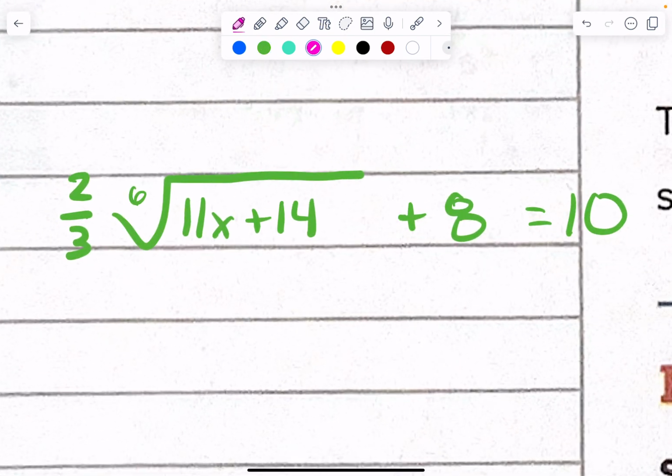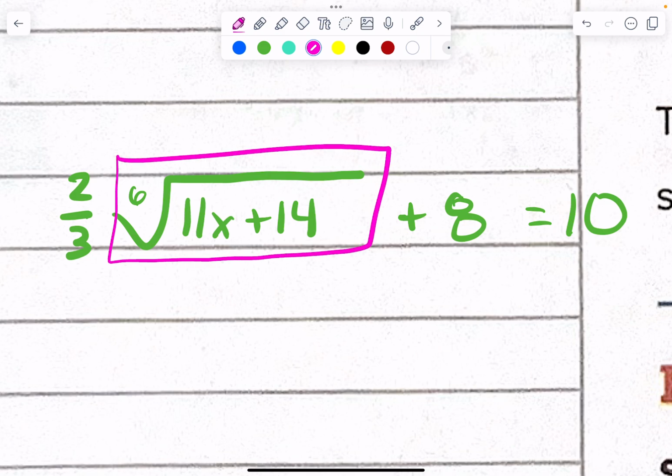Okay. So I've got my 6th root chilling there. All right. I need to isolate the radical. This is my radical. So I've got to get rid of the 2/3, and I've got to get rid of the 8. Okay? And order of operations, I'm going to subtract the 8 first.